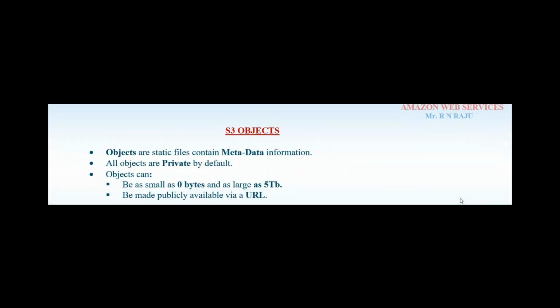But what is meant by object? Objects are static files that contain metadata information. All objects are private by default. If you create any object, it is private by default. Objects can be as small as 0 bytes and as large as 5 terabytes, and can be made publicly available via URL. You can access the objects via the URL because every object maintains a URL. You can upload objects in the bucket, minimum 0 bytes, maximum 5 terabytes for each object.